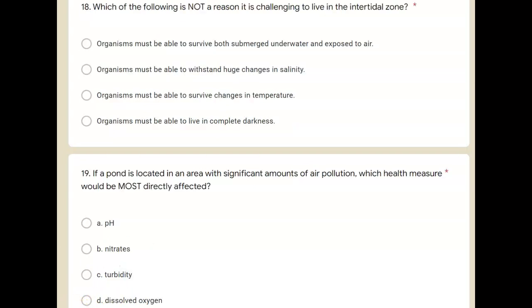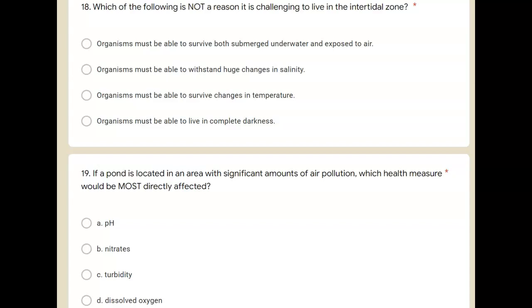Number 18. Which of the following is not a reason it is challenging to live in the intertidal zone? Organisms must be able to survive both submerged underwater and exposed to air. Organisms must be able to withstand huge changes in salinity. Organisms must be able to survive changes in temperature. Organisms must be able to live in complete darkness.